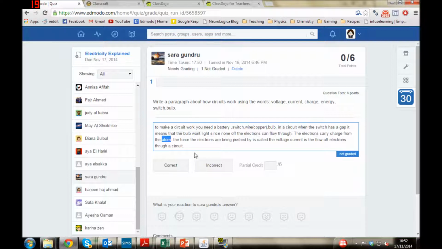You mean from the battery or from the cell? The force the electrons are being pushed with is called the voltage. No, voltage is the energy that the electrons have. The electrons do experience a force, but you won't learn about that till A level.